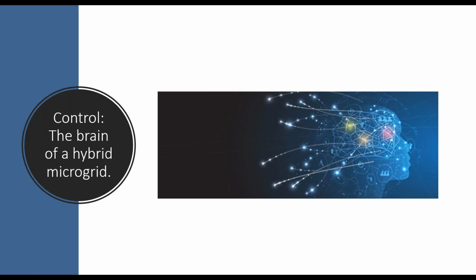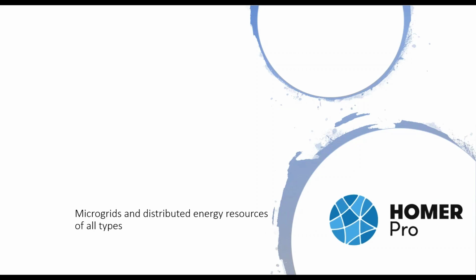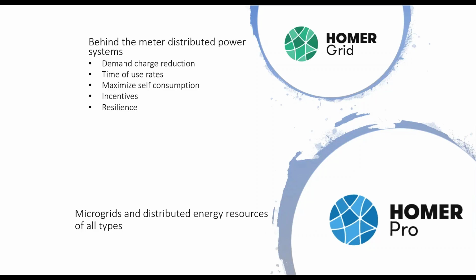In last month's webinar, we went through the 6 control strategies that are out of the box, and later we can tell you how to reach that video. And then today we're going to have you look at how to create your own strategy and have HOMER use that. So today we're going to be focusing on HOMER Pro, our flagship product, and it's our more versatile product. I also want to mention HOMER Grid, which was explicitly designed for behind-the-meter systems in grid-connected markets, where demand charge reduction, time of use rates, maximizing self-consumption, incentives, resiliency, or some combination of these are what matters the most.